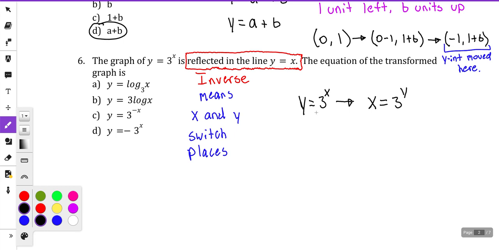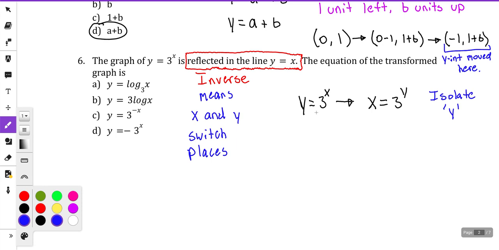Okay, if you look quickly, that is not the answer. Nowhere in the answer does it say x equals 3 to the power of y. All your answers are y equals, y equals, y equals. That means I need to take this thing and isolate y. We have to get y out of the power. To get y out of the exponents, you have to use logs. That's why logs exist.